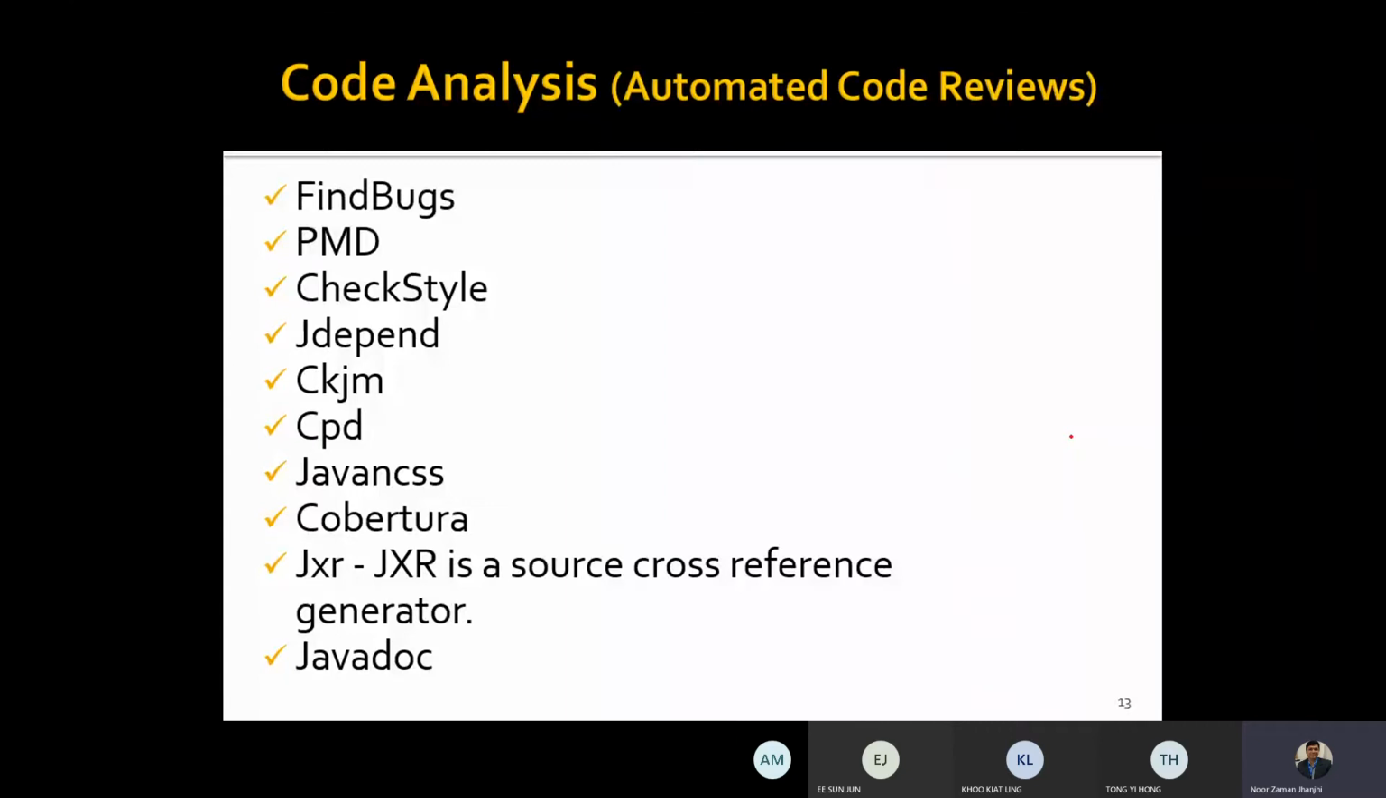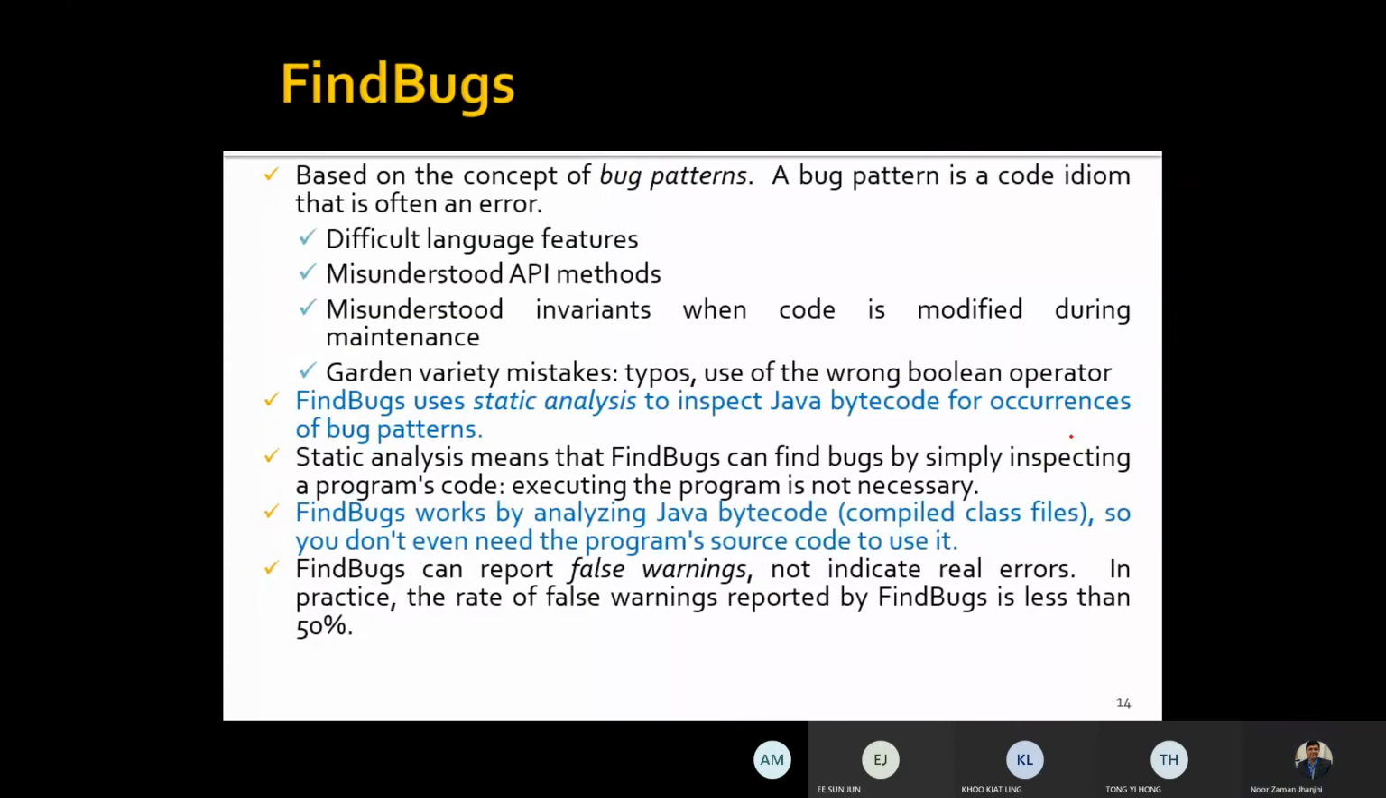Here, among the automated code reviewers, for finding bugs there are FindBugs, PMD, Checkstyle, JDepend, CKJM, CPD, and so on. There are so many, and we cannot list them all here, but we list a few of them for your better understanding, just to give you an idea of how many and how different the tools are.